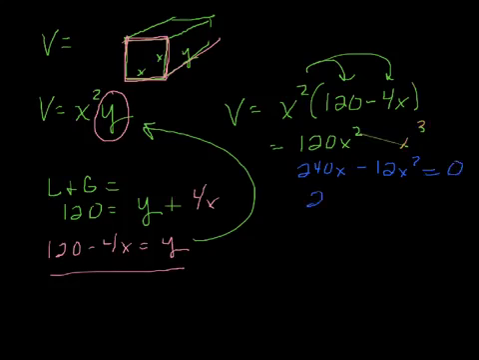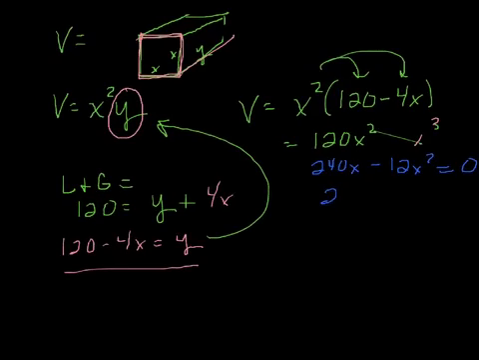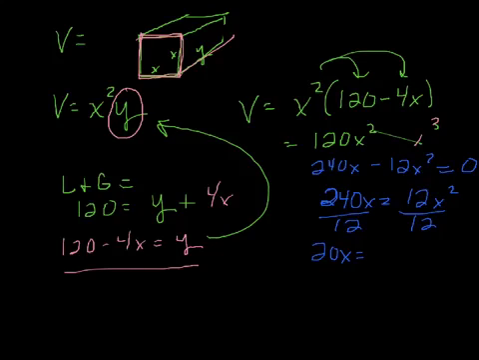There's 2 ways you can do it. You can either factor out what's in common or, 240x, I'm going to move the 12x squared over. I'm going to divide by 12 here. So I've got 20x equals x squared. Get rid of this x. An x canceled here, and I have that x equals 20.